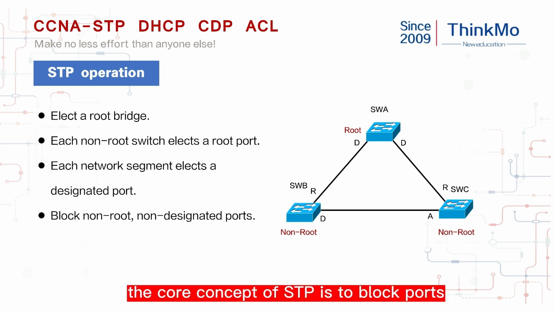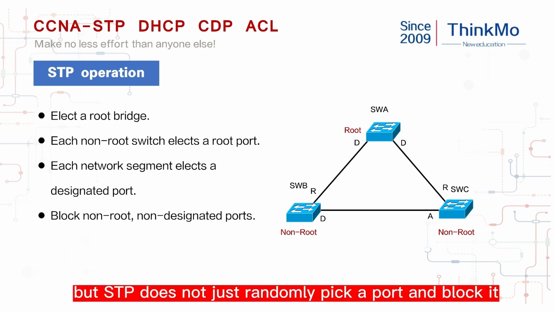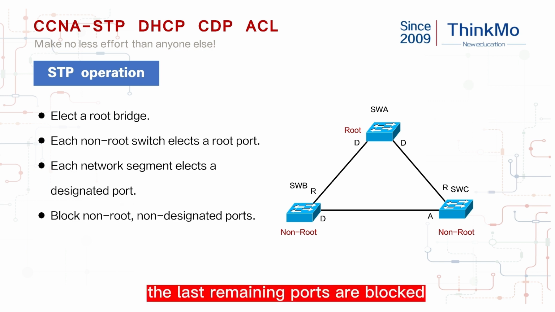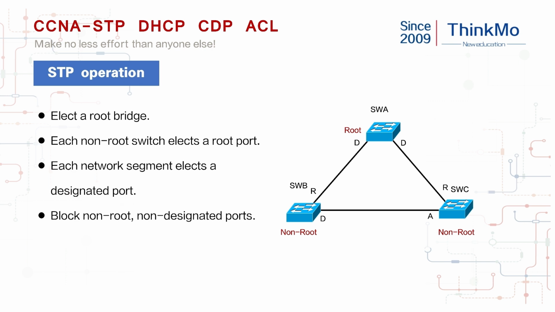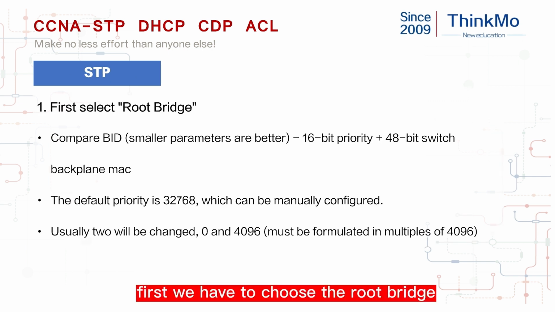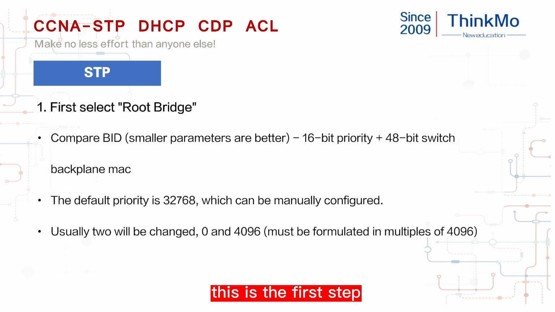Actually, the core concept of STP is to block ports. But STP does not just randomly pick a port and block it. It has to calculate first. After the calculation, the roles are determined, and the last remaining ports are blocked. So this is the core idea of STP. What is the root? What is a designated port? Let's talk slowly. First we have to choose the root bridge. This is the first step.